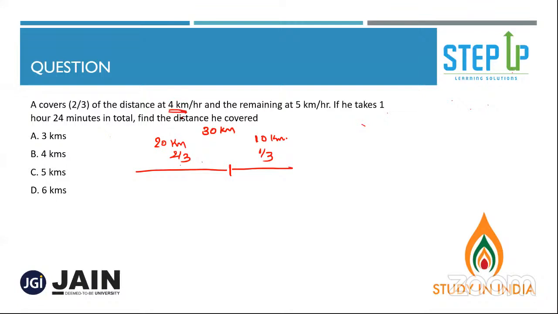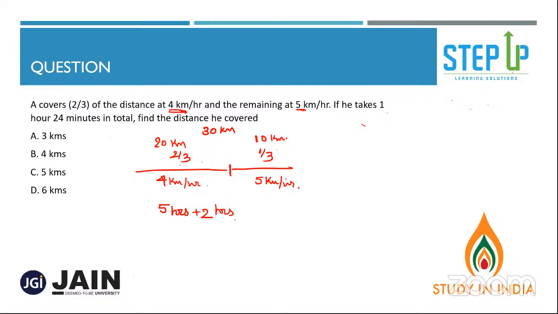So for 2/3 I'm traveling at the speed of 4 kilometer per hour, right? And for 1/3 I'm traveling at the speed of 5 kilometer per hour. So it means that here I would have taken how many hours? 5 hours. And here I would have taken 2 hours, isn't it? Did you get my point so far? Yes or no? Did you understand this part?